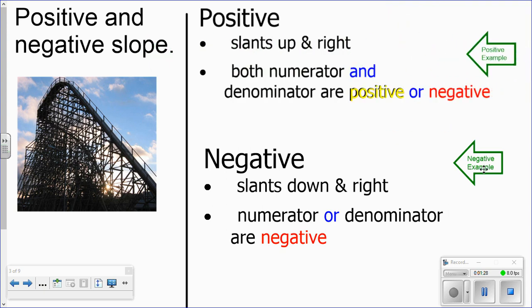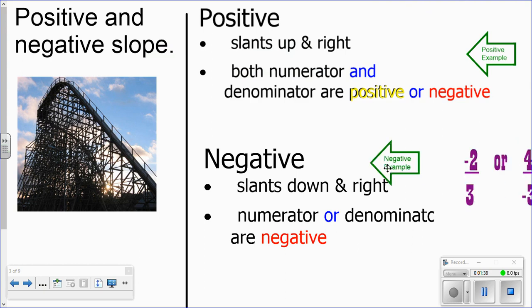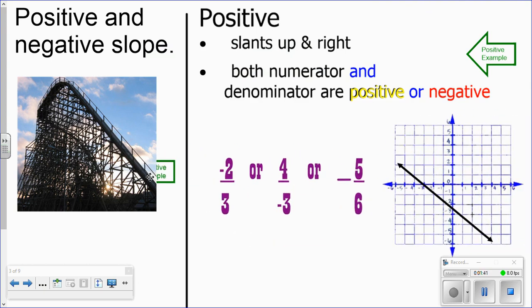We also have negative slope, which slants down and to the right. And in this case, the numerator or the denominator is negative, not both, but either one. So for example, if we had the slope of negative 2 over 3, that's a negative slope, or if we have 4 over negative 3, that's negative slope, or sometimes you'll see the negative sign out in front of the fraction. Any of those three situations is a negative slope. Notice the line is going down and to the right.